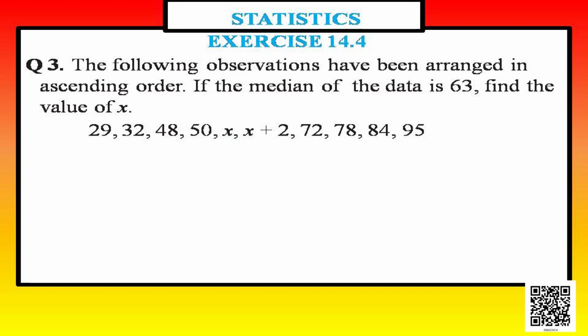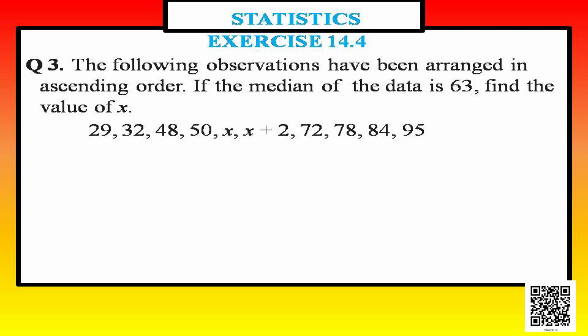Now, let us come to question number 3 of exercise 14.4, that says the following observations have been arranged in ascending order. If the median of the data is 63, find the value of x. The numbers are 29, 32, 48, 50, x, x plus 2, 72, 78, 84 and 95. Now, let us solve it.